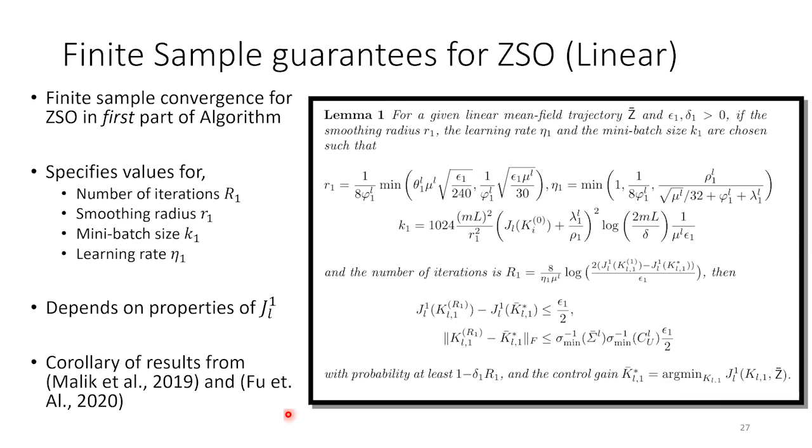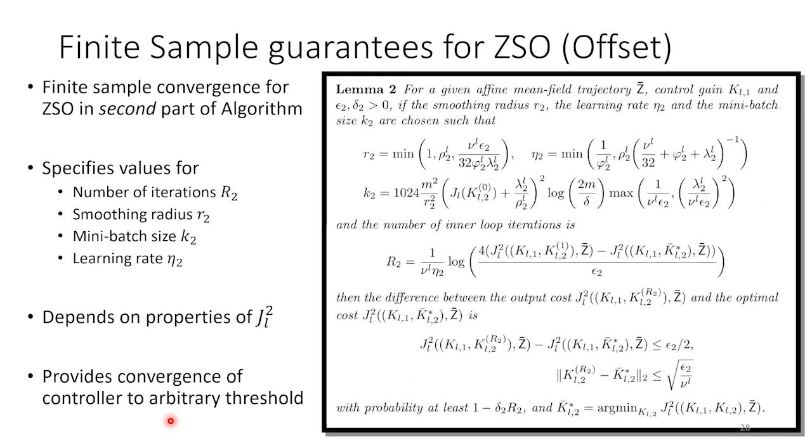So this is the first lemma of the proof of convergence of RL. What it says is that it gives us finite sample guarantees for the zero order stochastic optimization for the linear components. And it depends on some properties of the cost function. And it's a corollary of earlier results. Now, the next lemma is very similar. There are also finite sample guarantees of the zero order stochastic optimization, but for the offset terms. The offset terms require a different analysis because the underlying cost is different and has different properties. So we provide convergence to an arbitrary threshold.